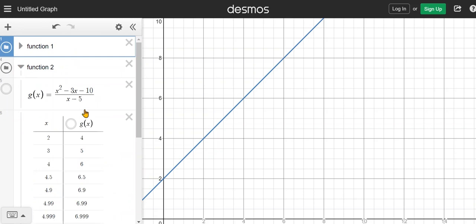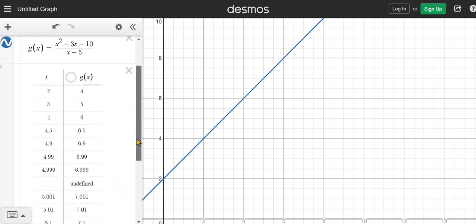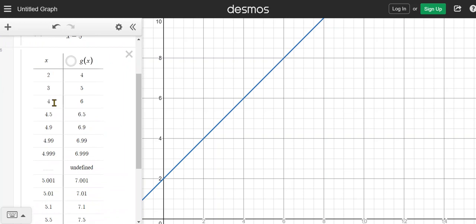This function, which is a rational function, if we graph it, actually forms the exact same graph. And why it is the exact same graph is not the topic of this particular video, but it is the exact same graph. And notice that as we approach 5, this function value is also approaching 7. Okay? So as we're approaching from the left, from smaller values of x, 2, 3, 4, 4.5, up to 4.999, the function value is once again approaching 7.